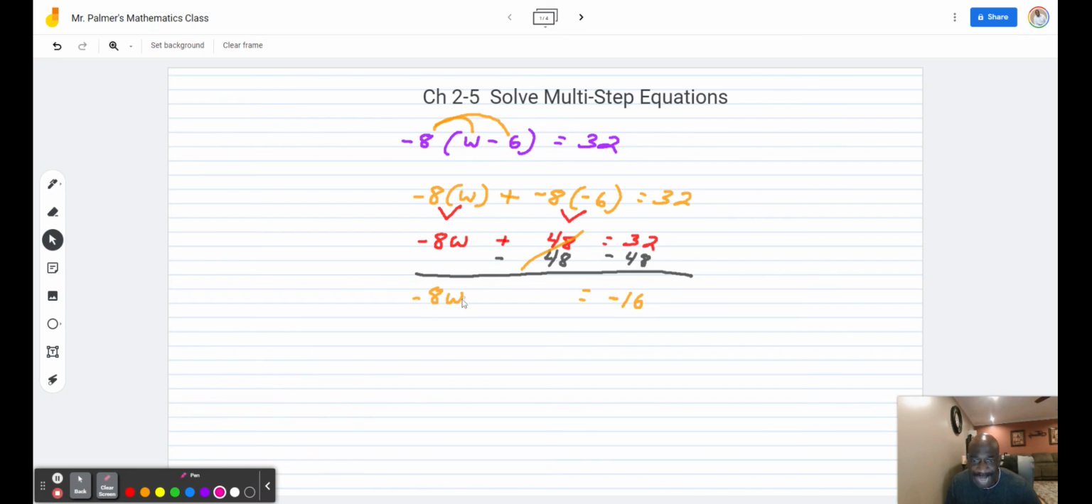Now I got negative 8 times W. The opposite of multiplication is division. So let's divide by the same number, negative 8. Whatever I do to one side, I do to the other side, negative 8. What happens on this side? They will cancel. Negative divided by negative is positive. 8 divided by 8 is 1. That's why they cancel. I'm left with W equals 2. 16 divided by 8 is 2. Negative divided by negative is positive. That is my answer. All right. Great job.